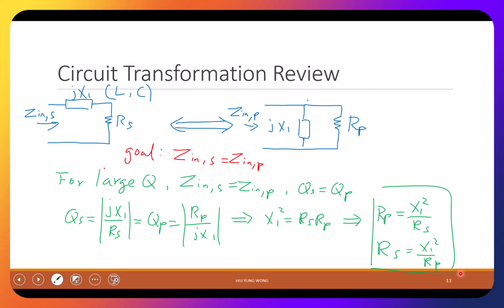We did not really prove it, but the point is that if you have a circuit like this, you can transform it to be the same for the frequency that you're interested in. This is an approximation. If you change RP to this one. Okay, so memorize this equation: RP equals X1 squared divided by RS, and RS equals X1 squared divided by RP. Okay, so this is just a first step to help us to memorize something.